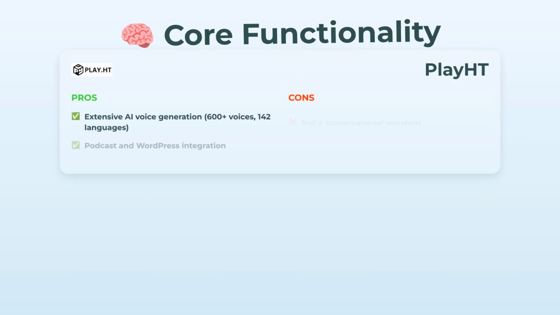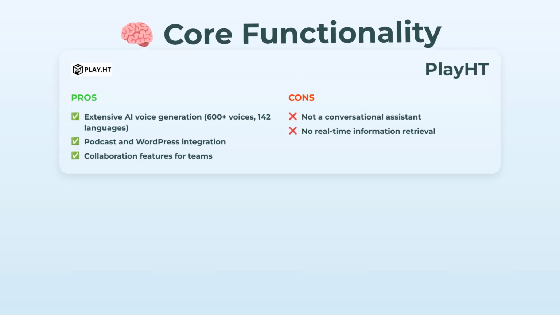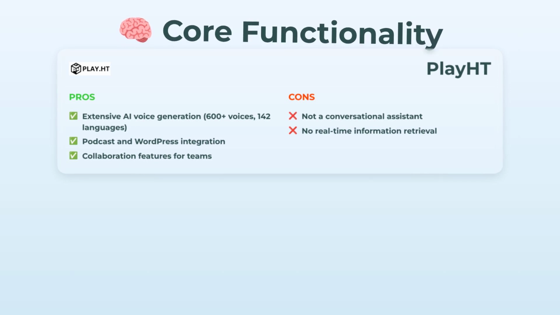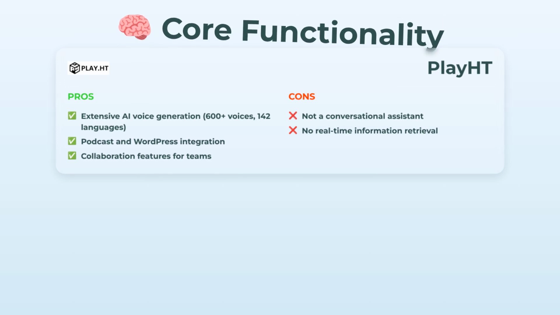Okay, first up, core functionality. PlayHT, its superpower is generating realistic AI voices. Seriously, we're talking about 600 plus voices across 142 languages, with cool integrations for podcasts and even WordPress. You can even bring your whole team in to collaborate. But here's the thing. It's not a conversational assistant, meaning if you want up-to-the-minute facts or help outside of voice stuff, not happening. Now, Perplexity AI.